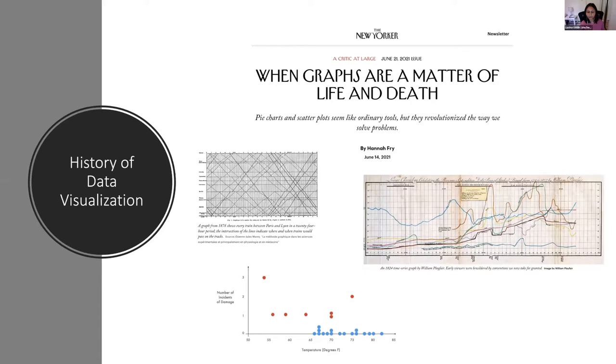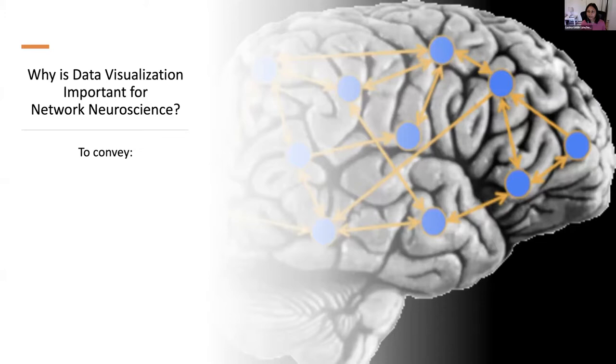about these relationships. So I thought it was a nice introduction to the topic of data visualization, how we may not necessarily see how important it can be in different aspects of really life and death, as this article nicely points out. But in the case of network neuroscience and cognitive neuroscience more broadly, which is where I work, I wanted to think about why data visualization is particularly important for us.